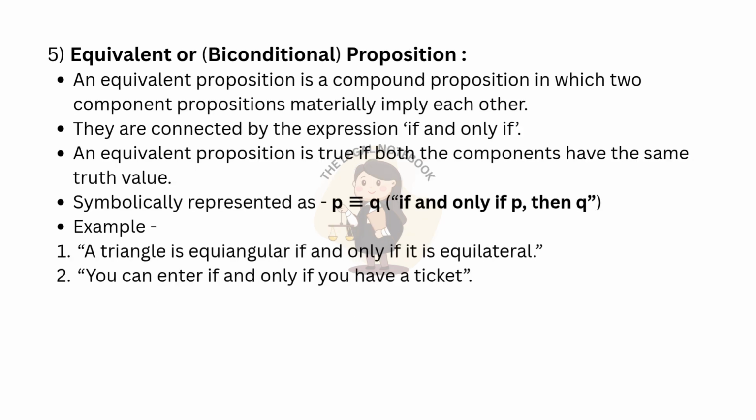5. Equivalent or biconditional proposition. An equivalent proposition is a compound proposition in which two component propositions materially imply each other. Both statements are either true together or false together. Symbol: P if and only if Q.